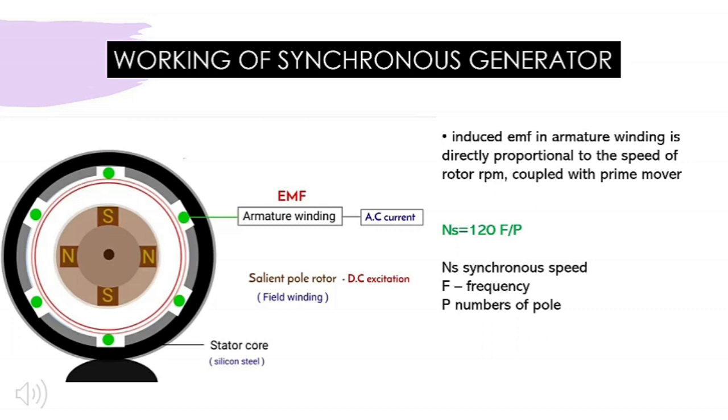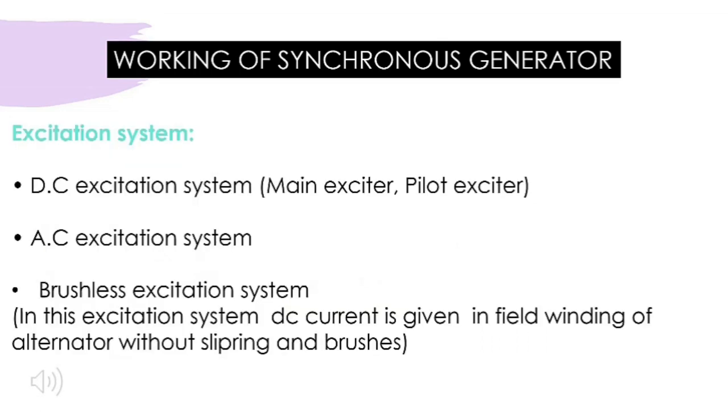The induced EMF in armature winding is directly proportional to the speed of the rotor RPM coupled with the prime mover. Then the equation is given as Ns = 120 F / P. Ns is the synchronous speed, F is the frequency, P is the number of poles. We consider frequency is 50 Hz and poles are 4, 120 into 50 by 4. Then the speed is given as 1500 RPM.